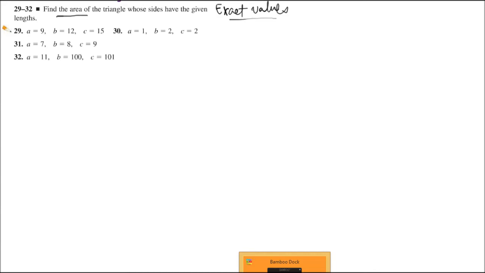Getting the same answer the Heron's formula gives. So if you understand this procedure of what we're doing today, you understand why the Heron's formula works like that. Exactly the same thing. Okay? So it's about understanding exact values, right? So let's start with number 29.